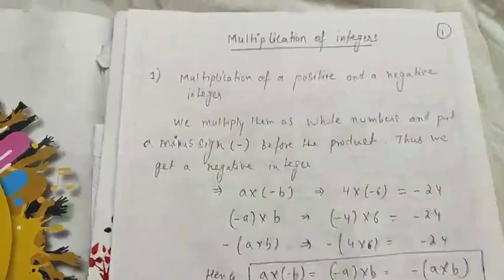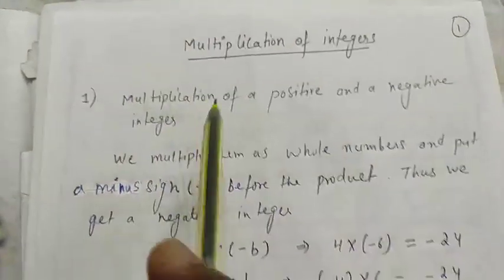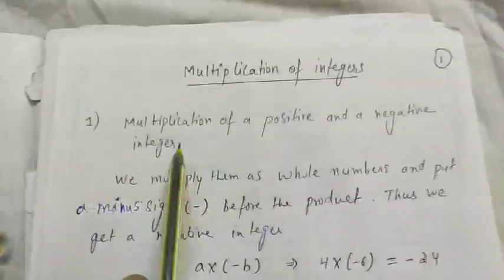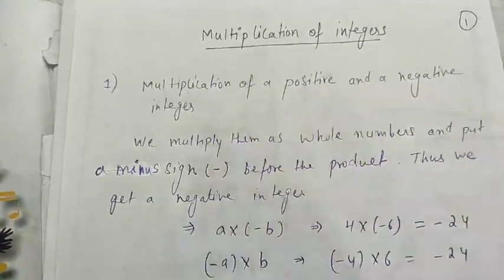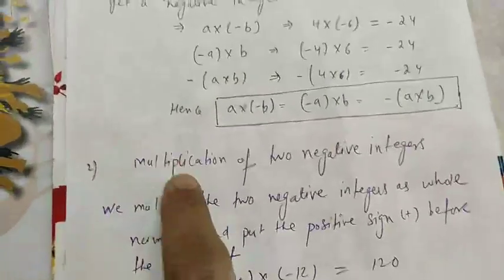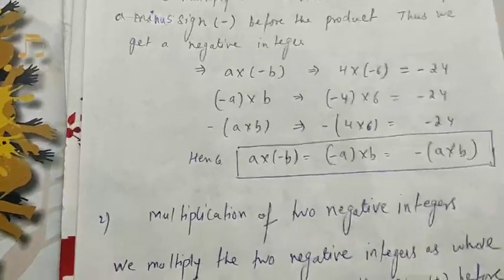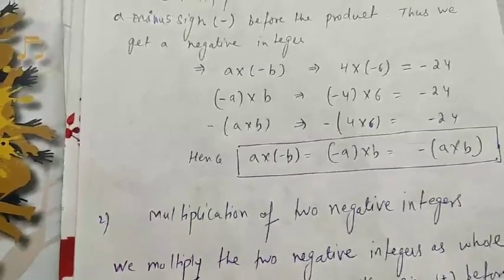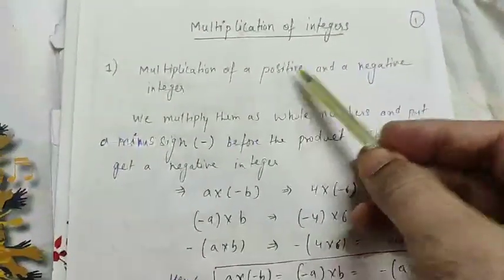What are the rules? So the multiplication of integers. How can we multiply integers? There are two cases. First, the multiplication of a positive and a negative integer, means we have to multiply one positive and one negative. Or the second case can be the two negatives, because two positives is very simple. You know that 6 into 4 is 24, 3 into 12 is 36. That is simple. But the other cases will be one positive and one negative, or both negative.